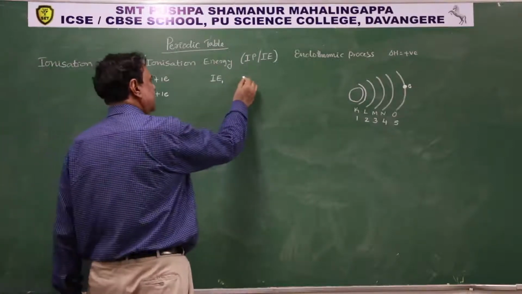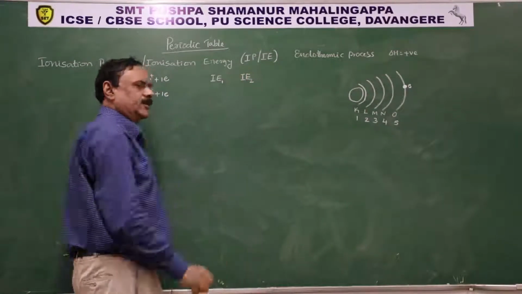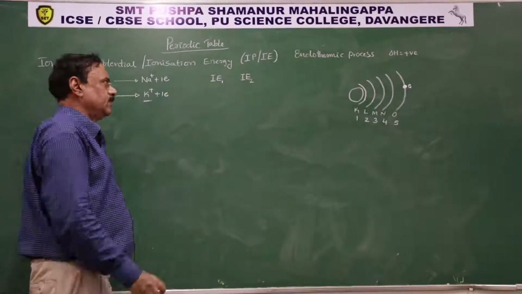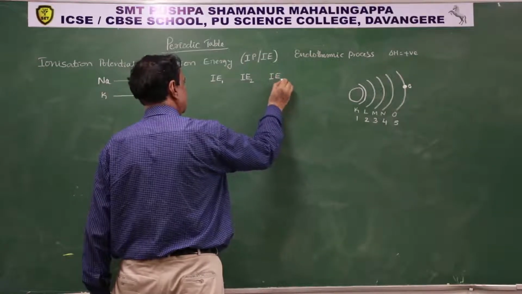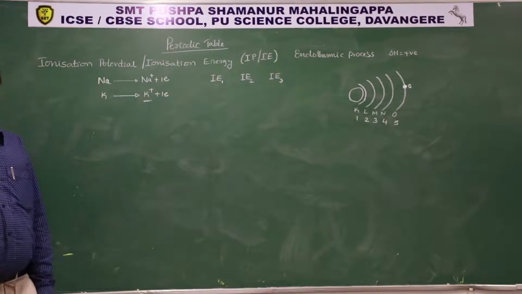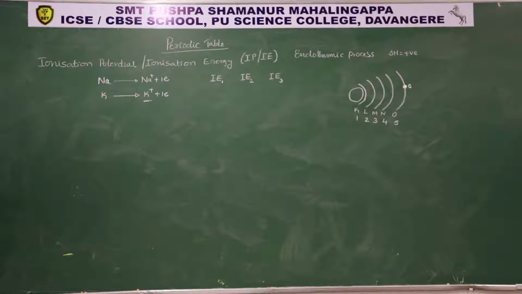The amount of energy required to remove the second electron is called the second ionization energy. The amount of energy required to remove the third electron is called the third ionization energy. Make sure that the third ionization energy is higher than the second ionization energy, and the second ionization energy is higher than the first ionization energy. Therefore, ionization energy values are in the order I3 greater than I2 greater than I1.